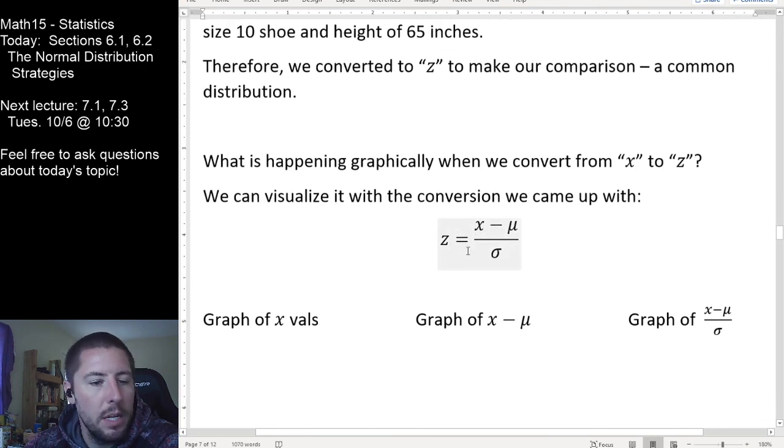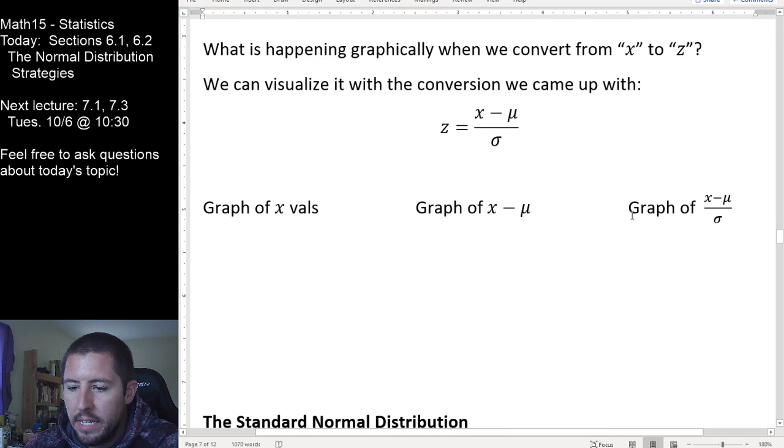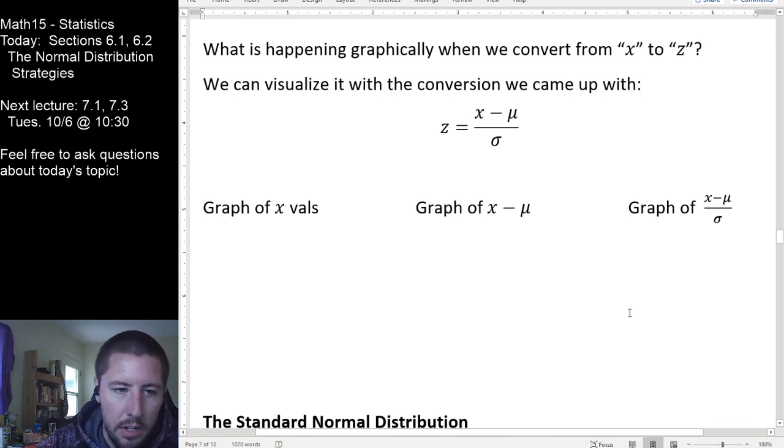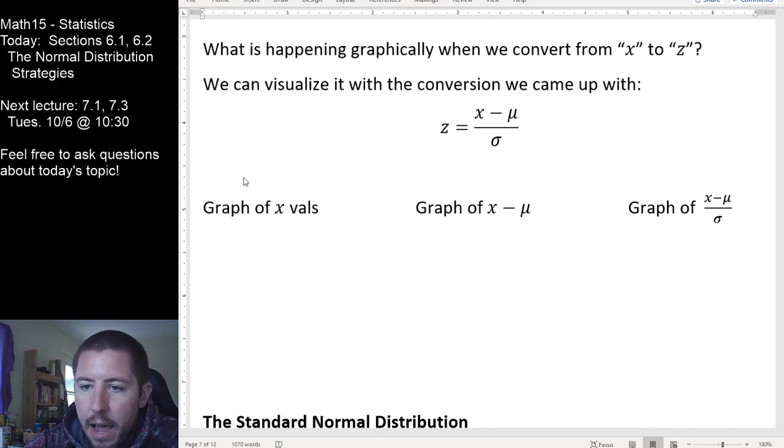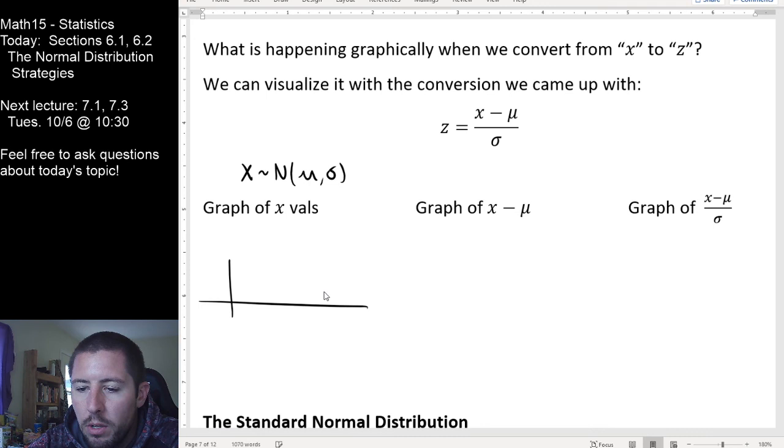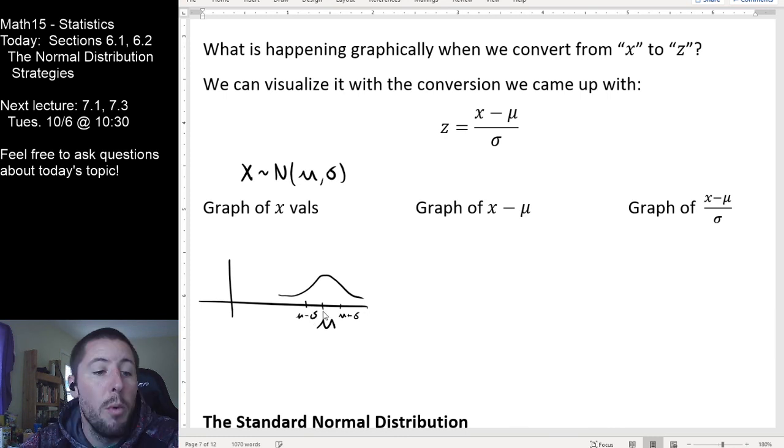So what's really happening when we use this formula right here? I want to show you a nice little graphical thing that happens, a quick series of graphs. If I'm graphing my x values, where x is distributed normal mu sigma, then what I know is that we are looking at just some old distribution that's out there somewhere out in space, right? And it's going to be out there something like this. We've got our mu plus sigma, we've got our mu minus sigma out there. It's just somewhere out, and we're centered out wherever mu is, right?